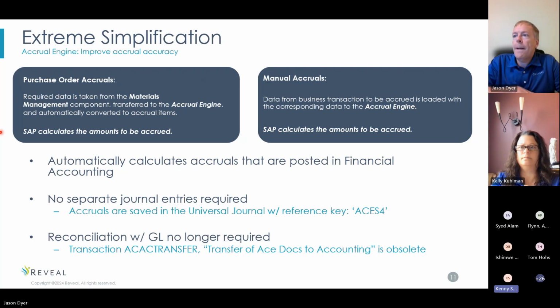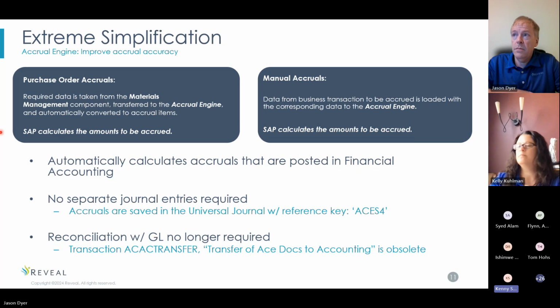So with S4HANA, what SAP has done is it has introduced this concept called accrual engine, which automates and streamlines accrual calculations and postings, both for purchase order based accruals as well as manual accruals. These integrated applications basically reduce a lot of effort and errors, ensuring efficient and more accurate financial processes. And overall, it enables continuous financial closing.